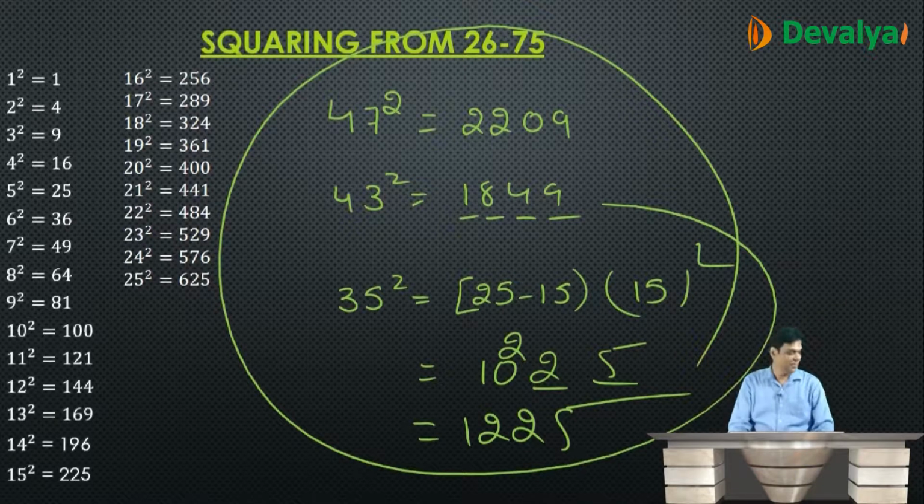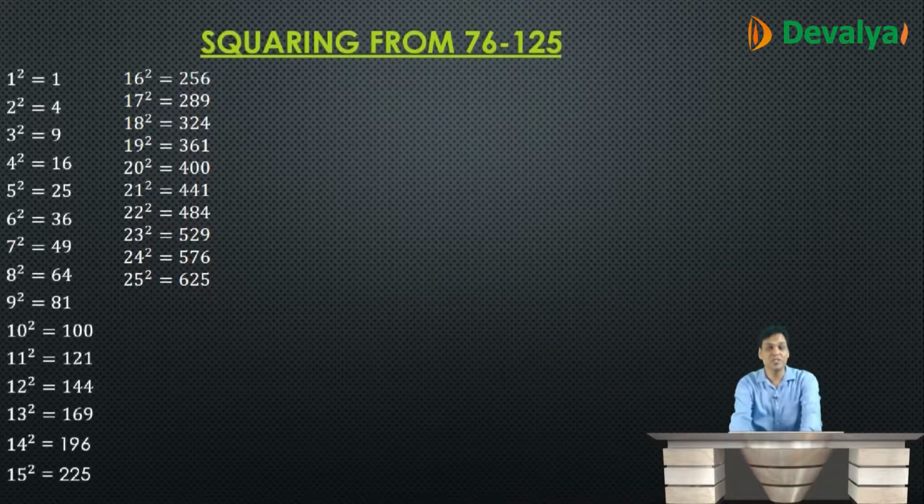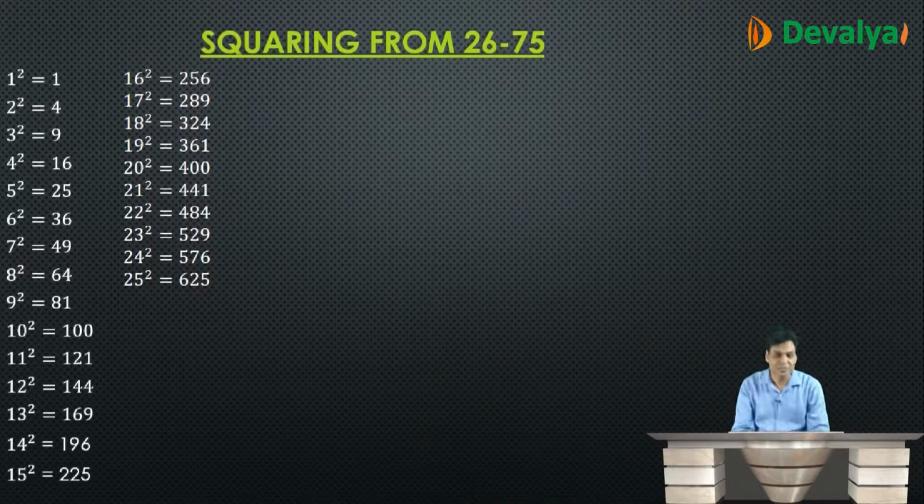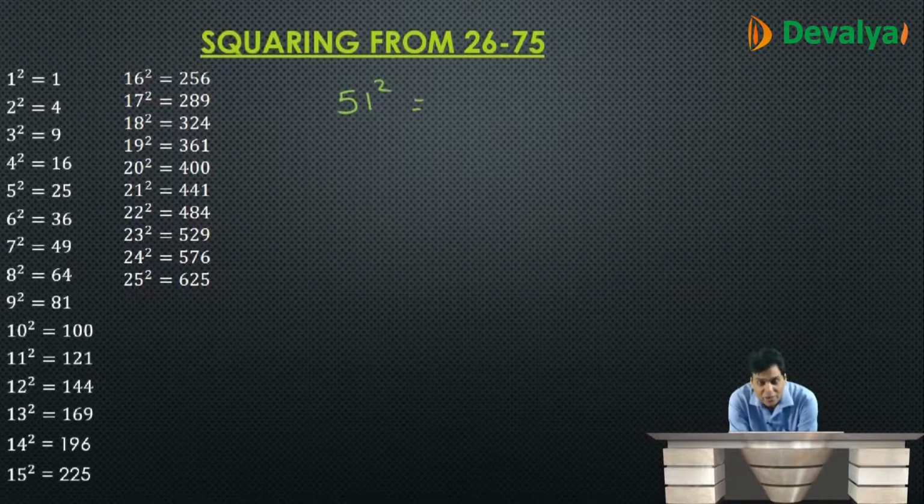Got it? So, students, now I am going to teach you the squares from 50 to 75. How are we going to calculate the square from 50 to 75? It would be simple. The same trick which we used to calculate the square from 26 to 50, we are going to use to calculate the square from 51 to 75. So what would be the square of 51?